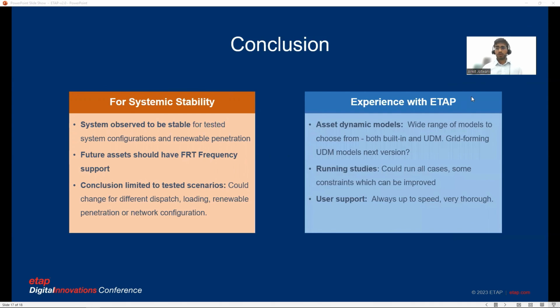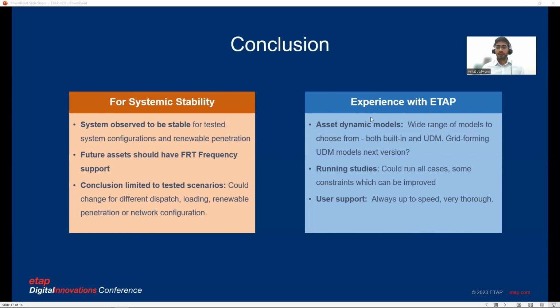Our experience with ETAP. As I said earlier, we were able to run everything that we wanted to for the study, so our experience was quite nice. We benefited a lot from the different dynamic models which are provided in ETAP, both built-in and in UDM version. We were able to run all the studies, and wherever we were stuck, the user support was always there to guide us through and help us out. They were very thorough with their answers, which was also super nice.